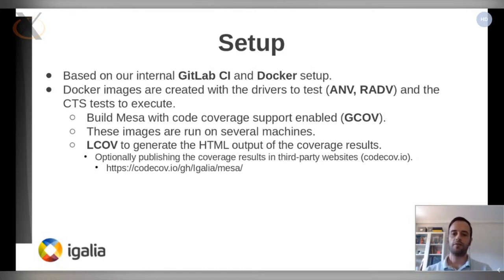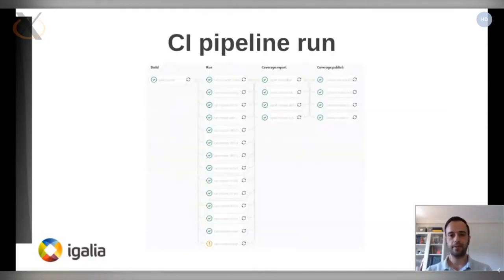Then, once we got these Docker images, we run them on different machines in order to get info from different drivers, as they may support different extensions or features. We also run on different generations of the same GPU family in order to get a better idea of what has been tested or not. Finally, we generate an HTML output with the coverage results using LCOV. Also, sometimes we push the data to a third-party service like Codecov if we want to share it publicly.